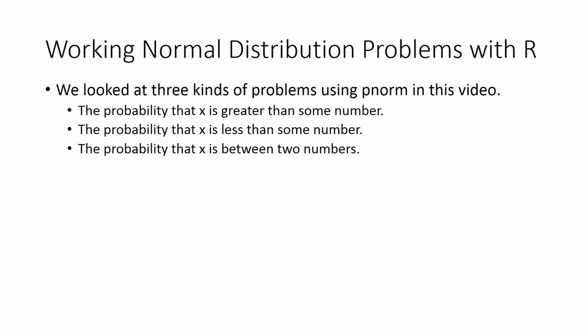We looked at three kinds of problems using pnorm. First, the probability that x is greater than some number. Second, the probability that x is less than some number. And third, the probability that x is between two numbers.